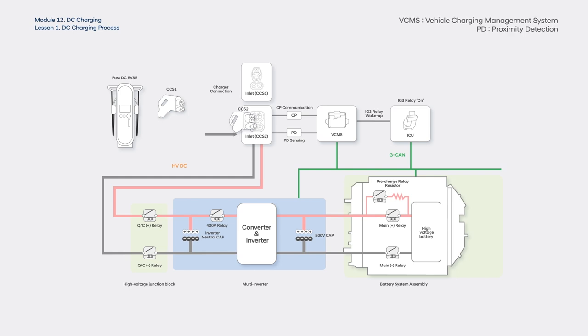The VCMS recognizes the connection of the charging connector through the PD signal. It recognizes the type of the EVSE from 400-volt DC to 800-volt DC through the CP signal. Also, it requests the ICU to activate the IG3 relay to wake the charging-related controllers up.